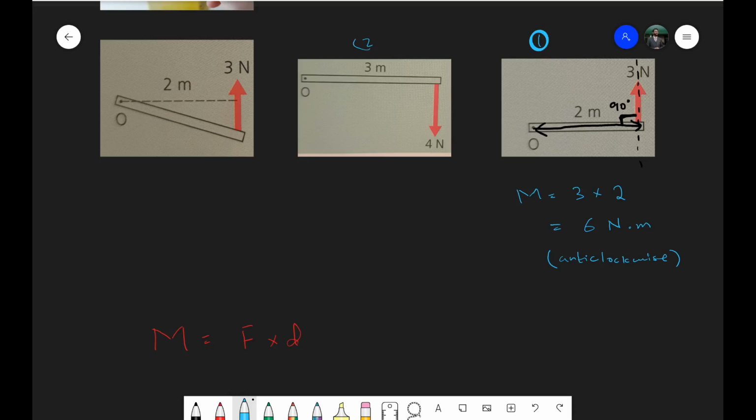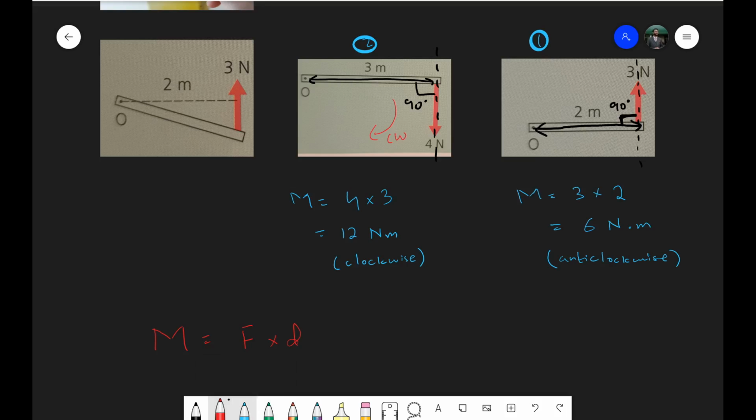If you look at this example now, the one in the center, it's pretty much the same. How would you calculate the moment? You would again take a look at the line of action of the force, which is this, which is vertical. So the distance must be horizontal. Once again, this is a 90 degree angle between the force and the distance. So force is 4 Newton and the distance is 3, which gives us 12 Newton meter, and this is obviously clockwise because this rod is going to rotate in this direction.